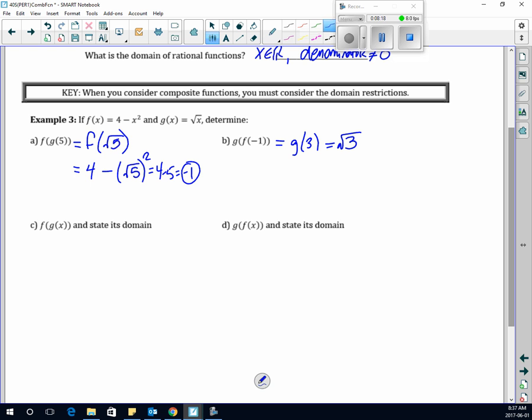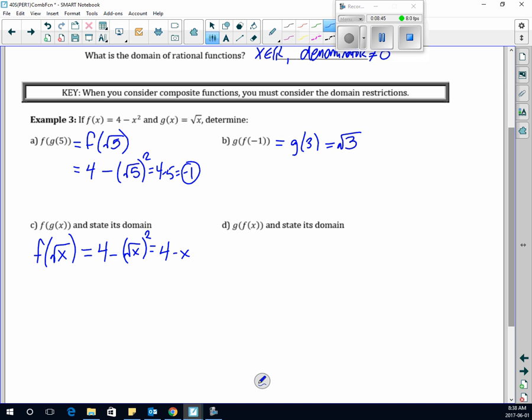Now, f of g of x, and state its domain. So we need to come up with a formula for f of g of x. Does everybody know what to do here? What does g of x stand for? The square root of x. Does everybody see that? So now I'm going to be finding f of the square root of x. If I plug that in, what do I get? I get 4 minus the square root of x, the whole thing squared, which just gives me 4 minus x.